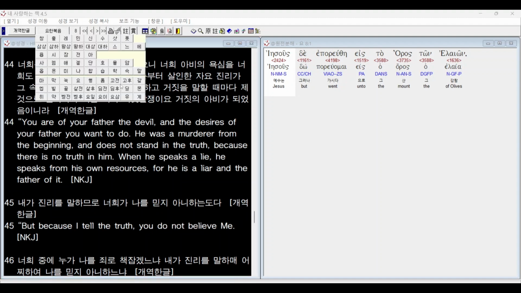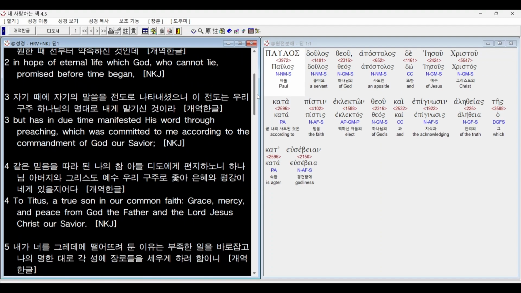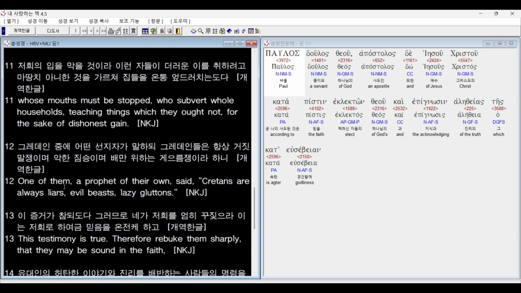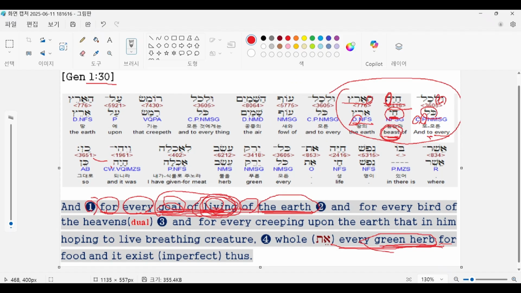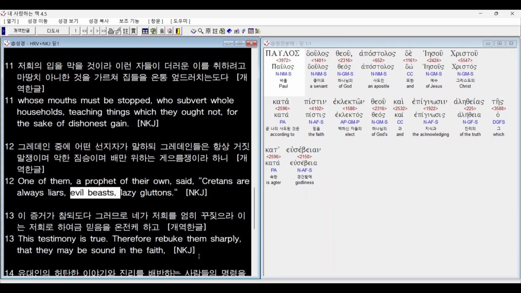Go back to Titus 1:12. So, liar. Also evil beast. Then evil beast means the same thing: God of living of the earth instead of the heaven. We just look at the book of Revelation chapter 16. That evil beast comes out of the sea.